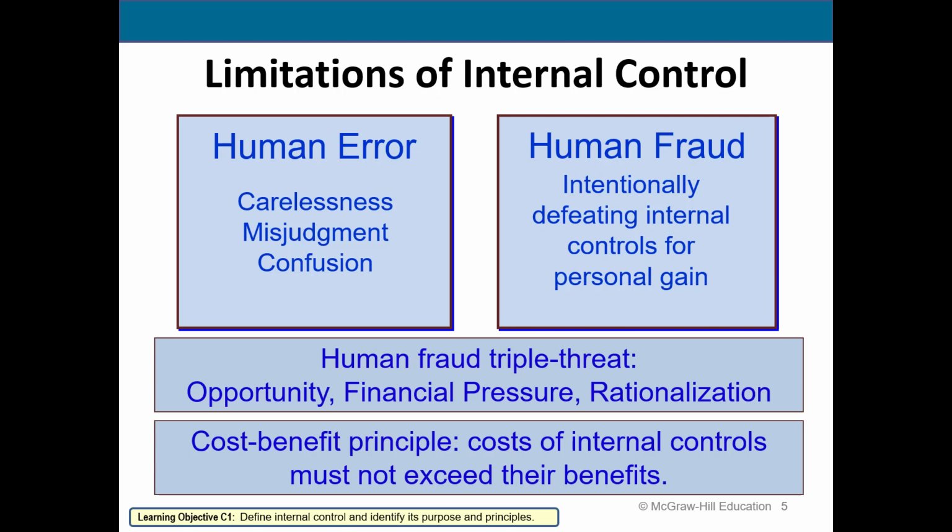There are some limitations of internal control from both a human element and a cost-benefit principle. The human element limitations can be either human error, so they made a mistake, or fraud, which is an intentional defeating of the internal controls. And then we're looking at the triple threat of fraud, which includes opportunity, pressure, which could be from their family or society, and rationalization, which is where employees justify their behavior.